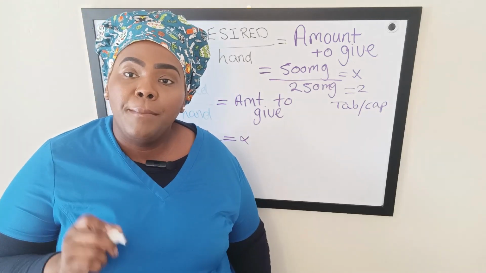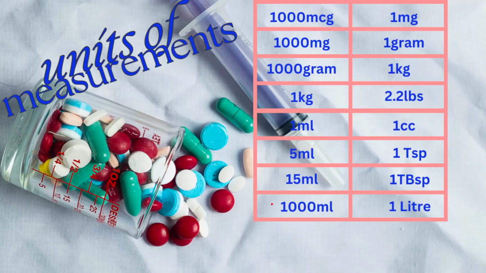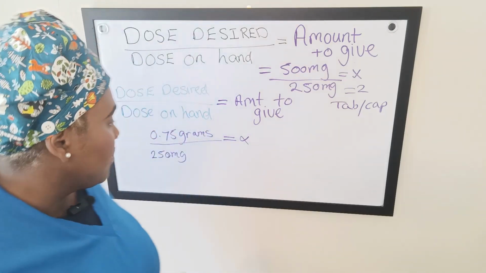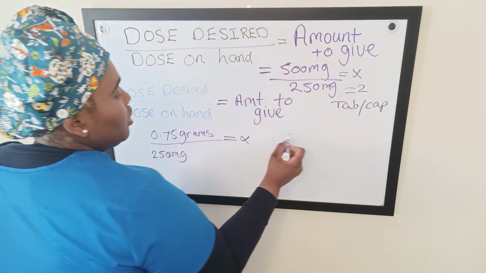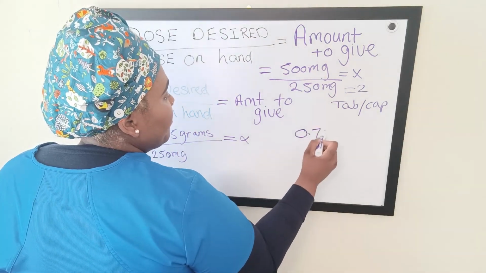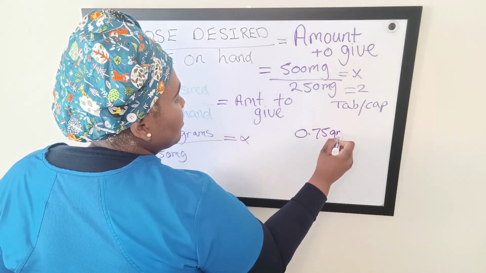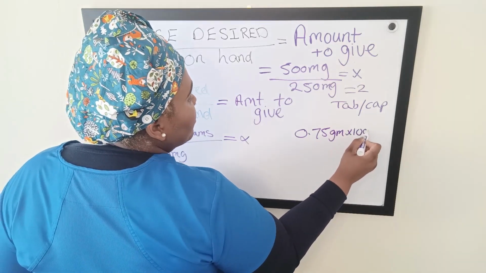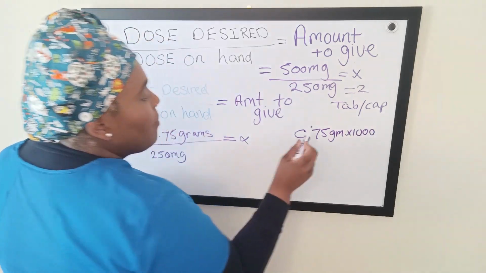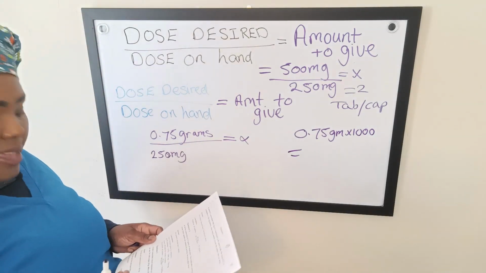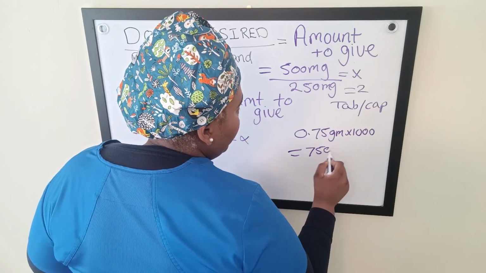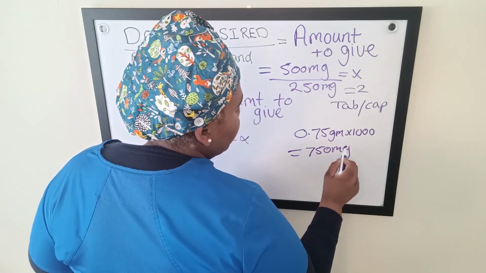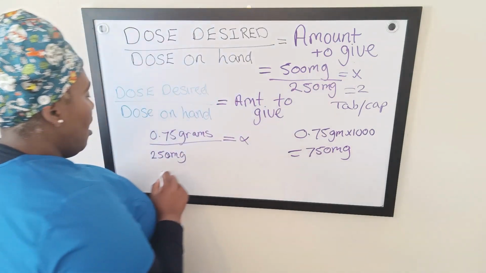How many milligrams make a gram? 1,000 milligrams make 1 gram, okay? So to change these grams into milligrams, we put 0.75 grams multiplied by 1,000, which gives us how many milligrams this patient has to get. So this is going to be 750 milligrams. Right? So now we can work it out.